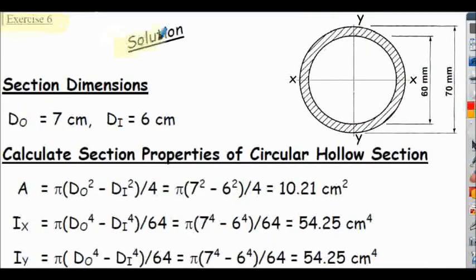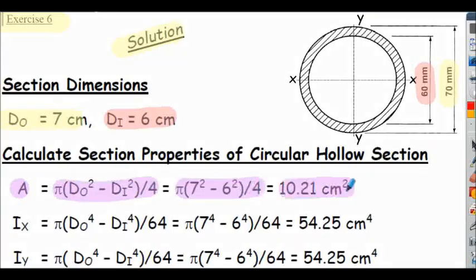Exercise 6, commencement of the solution. I'm working in centimeters here. The outside diameter stated as 70 millimeters, that's 7 centimeters. The inside diameter stated as 60 millimeters, so that's 6 centimeters. So we calculate the area using our standard formula here.